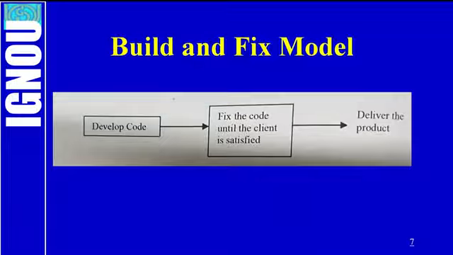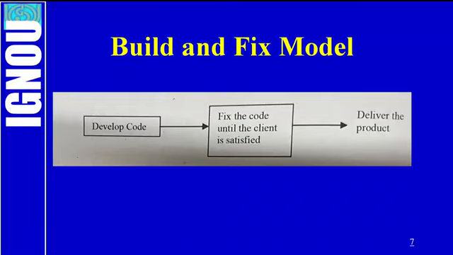You can see this particular figure. Directly, the first step is developing the code. Then you are fixing the code until the client is satisfied. When I say fixing the code, here we are not having an iteration to develop the code, because you already developed the code. Now fixing the code means making minor changes to your code so that it fulfills the requirement of the customer. And then ultimately you deliver the product. So the three steps in the build and fix model are develop code, fix the code until the client is satisfied, and then deliver the product.